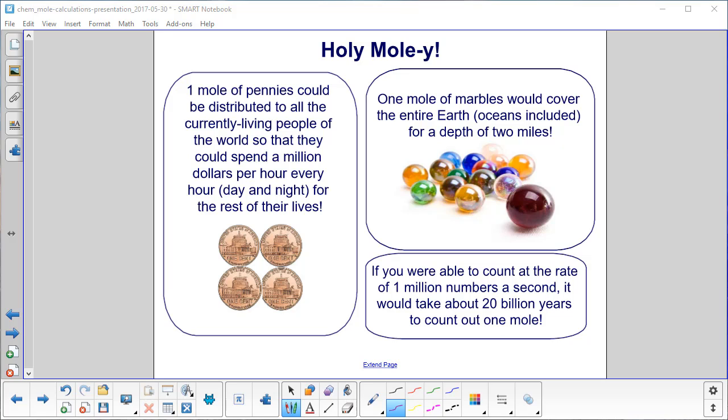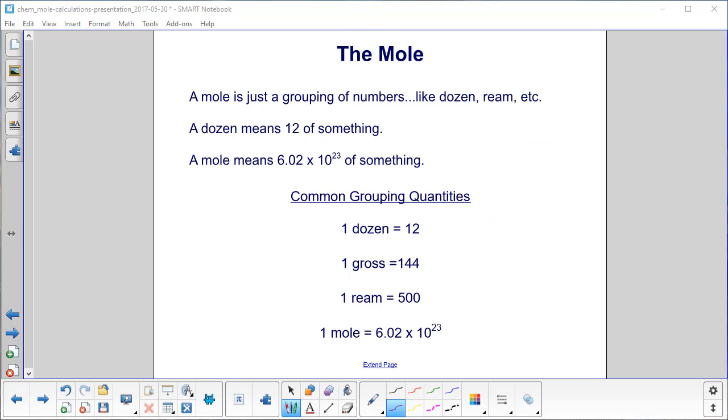So for example, 1 mole of pennies, which would be 6.02 × 10²³ pennies, could be distributed to all of the currently living people of the world, so they could spend $1 million per hour, every hour, day and night, that's important, for the rest of their lives. 1 mole of marbles would cover the entire Earth, including the oceans, for a depth of 2 miles. If you were able to count at the rate of 1 million numbers a second, it would take about 20 billion years to count out 1 mole. And I'm pretty sure that's longer than the age of the universe. All right, so what are we saying? The mole's pretty big. But don't be scared of it just because it has a funny name.